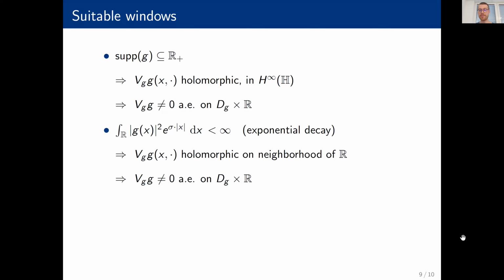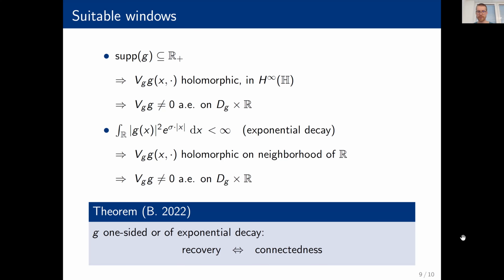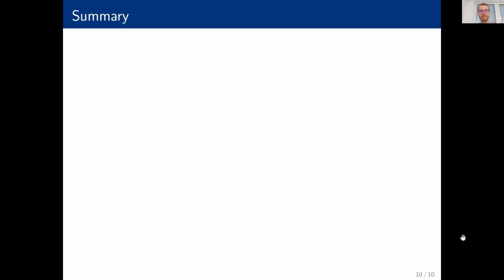So with both these example classes of windows, we are again in the good setting where we can state the following theorem. So this is really just copy paste. There's nothing different from the discrete version. If we have a window which is one-sided or of exponential decay, then phase retrieval can be equivalently characterized by connectedness of the signal. And again, this is a neat condition because this criterion only depends on the supports of F and G.